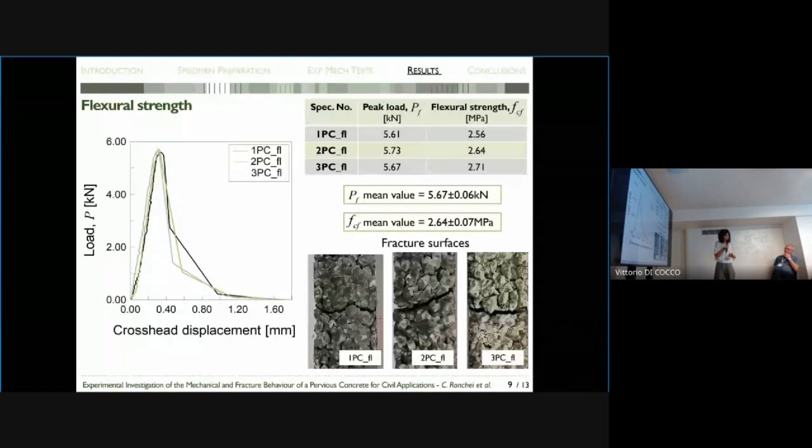Regarding the fracture surfaces, it can be observed that the cracks usually propagate through the pores. However, some crushed aggregate sections can be observed, as for instance this one in the 2PC specimen.